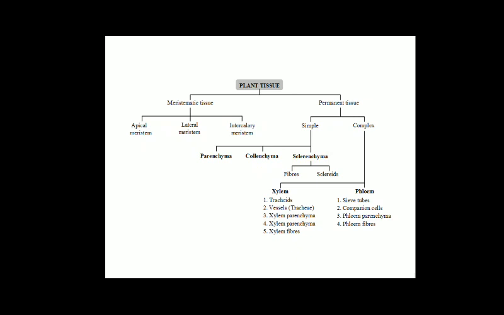Meristematic tissues are of three types: apical meristem, lateral meristem, and intercalary meristem. Permanent tissue is of two types: simple permanent tissue and complex permanent tissue. Simple permanent tissue includes parenchyma, collenchyma, and sclerenchyma. Sclerenchyma is of two types: sclerenchyma fibers and sclereids. Whereas complex permanent tissue consists of xylem and phloem. Xylem consists of tracheids, trachea, parenchyma and fibers, whereas phloem consists of sieve tubes, companion cells, phloem parenchyma and phloem fibers. Let's discuss one by one in detail.